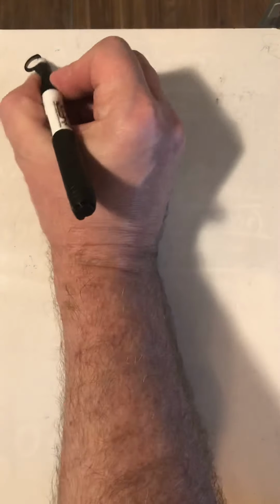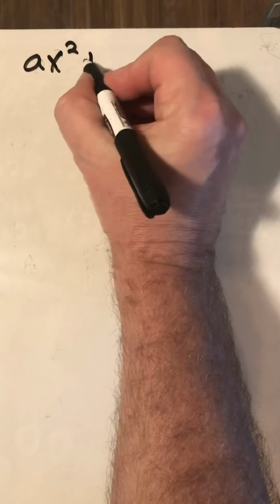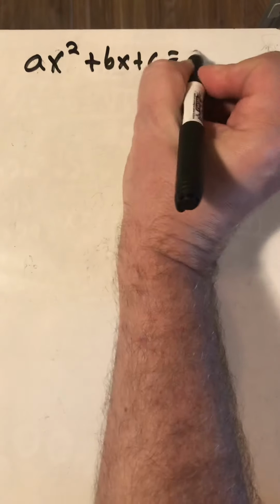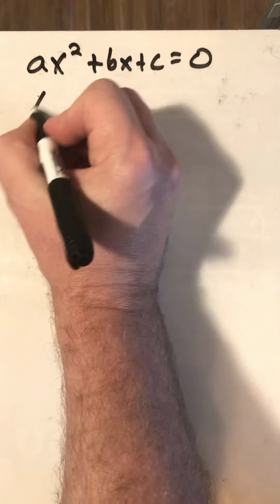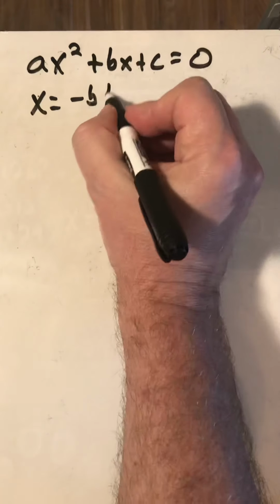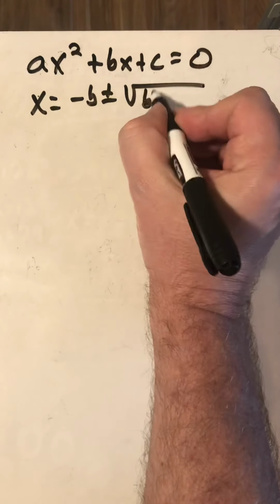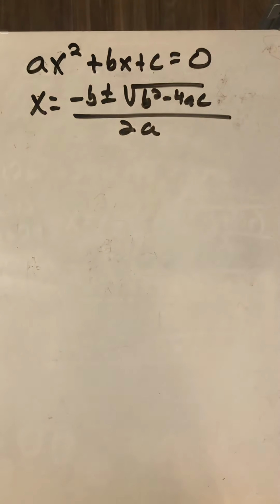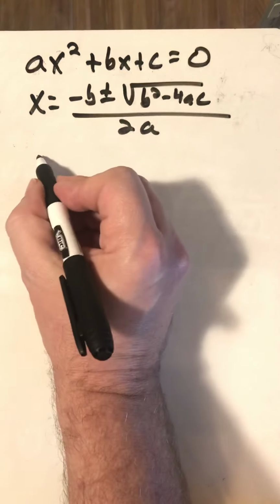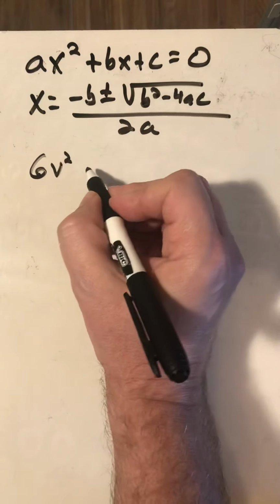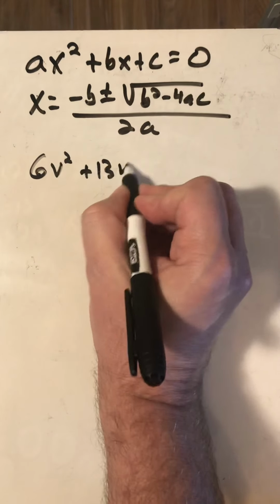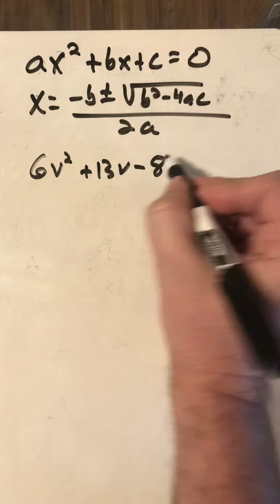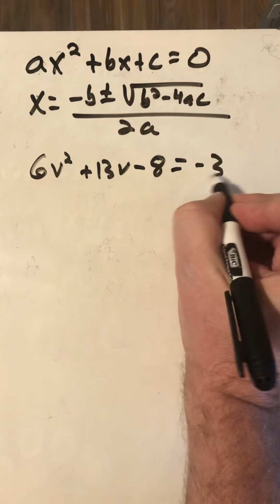Okay, we'll look at one last example here. So standard form, ax squared plus bx plus c equals 0. Quadratic equation, x equals negative b plus or minus square root b squared minus 4ac all over 2a. All right, so the example we'll look at right now is 6v squared plus 13v minus 8 equals negative 3.